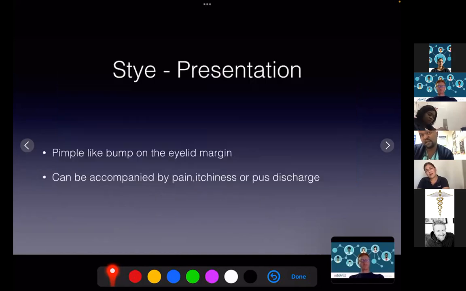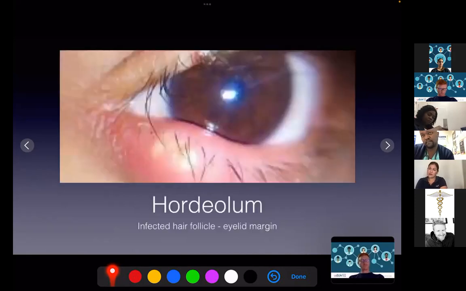You guys will actually present with a pimple-like bump on the eyelid margin, as you can see there. It can sometimes present with a bit of pus discharge from that particular area, but not always, together with that, like I said, a little bit of a lump or abscess formation in that particular area.